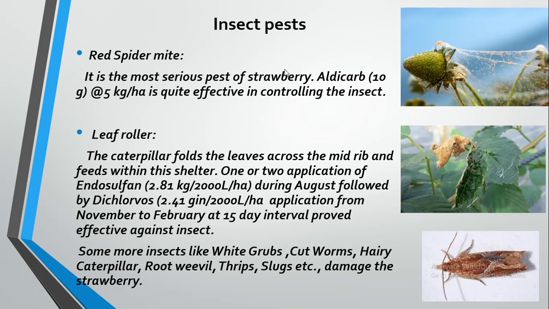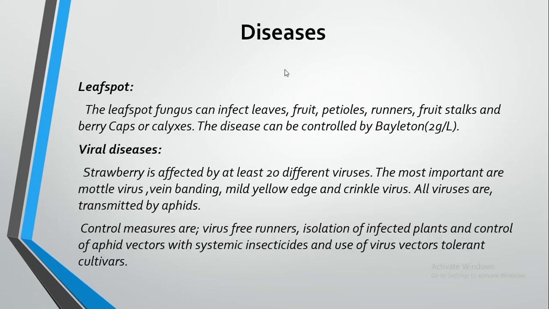Now leaf roller. The caterpillar folds a leaf across the midrib and feeds within the shelter. So application of endosulfan can be done to reduce the incidence of leaf roller. Other insects like grubs, cutworms, hairy caterpillars can also damage the strawberry plant. Now diseases. The first disease is leaf spot. It can infect leaves, fruits, petioles, runners, fruit stalks, and berry carps or calyxes. So Belton 2 gram per liter can control the disease.